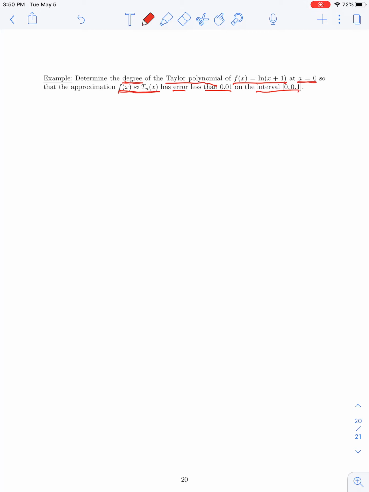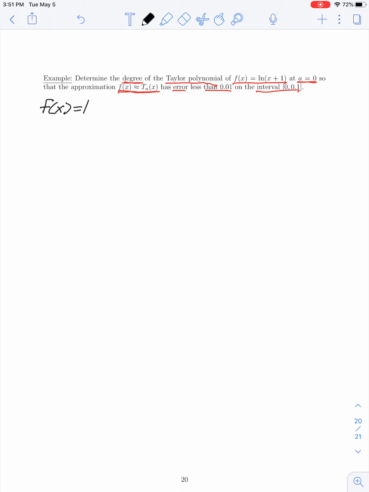So as soon as we see that this problem involves the error in a Taylor polynomial approximation, we know we want to use Taylor's inequality. And to use Taylor's inequality, we need to find that value capital M. That is the upper bound on the n plus first derivative of our function. So my first step here is to find an expression for the n plus first derivative of my function.